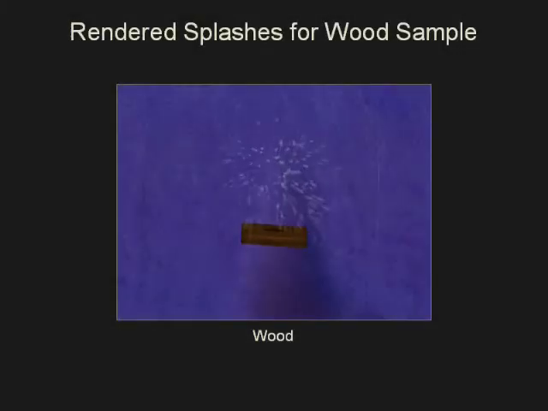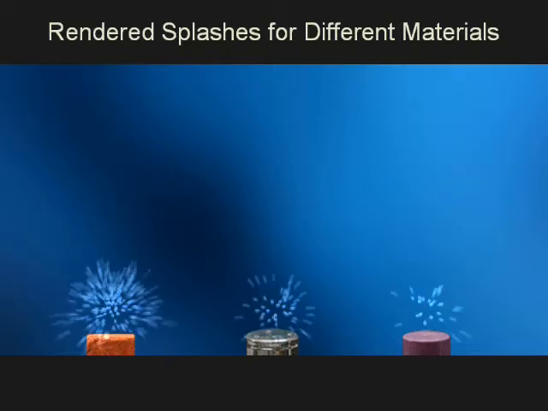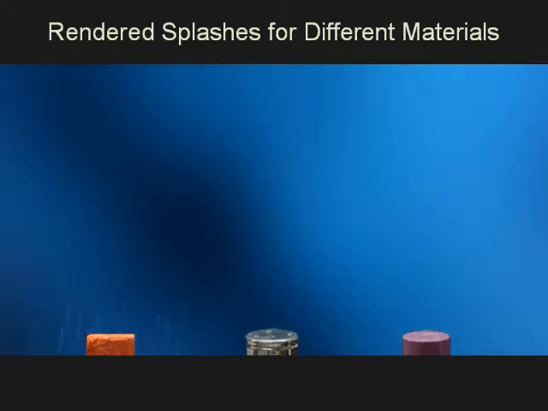Here we show splashes rendered using our model. The falling drop and the splash droplets are rendered as transparent spheres illuminated by an environment map. Note that the rendered splashes are realistic in terms of their distributions as well as their appearance. Here is another scene with splashes rendered on 3 different materials. Brick produces a large number of droplets. Splashes from metal appear bouncy, while splashes from plastic are flat.